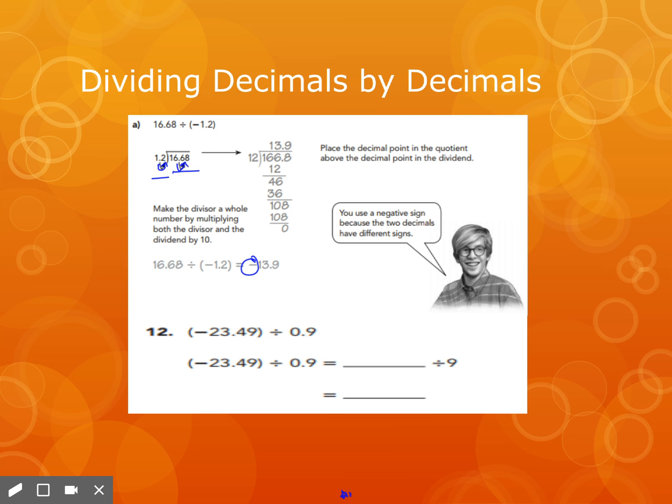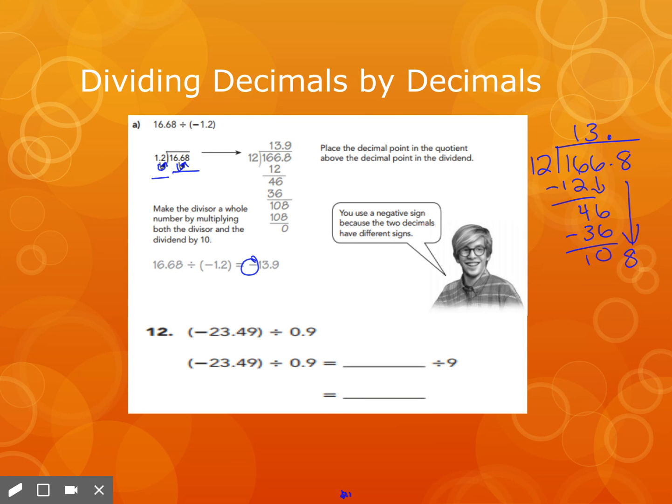Well, they did this a little differently. I'm going to write it out. I'm going to do it on the side step by step. 166.8 divided by 12. 12 goes into 16 one time. 12 times 1 is 12. 16 minus 12 is 4. I bring down my 6. 12 goes into 46 3 times. 12 times 3 is 36. I subtract and I get 10. And bring down my 8.